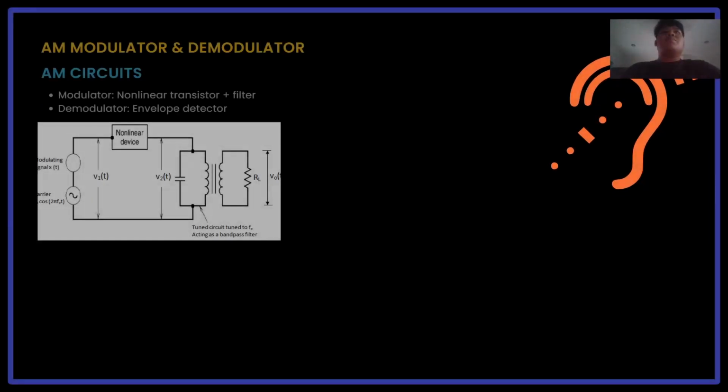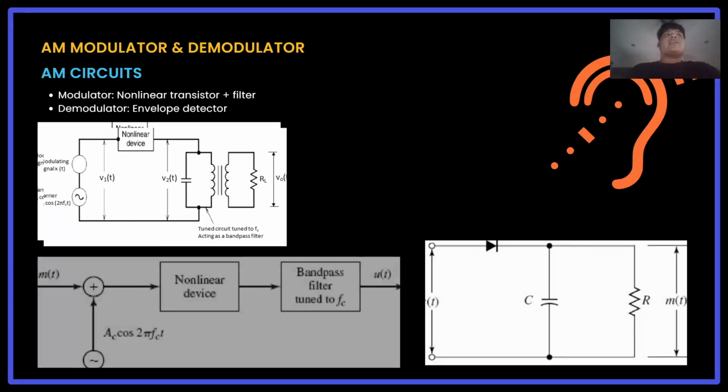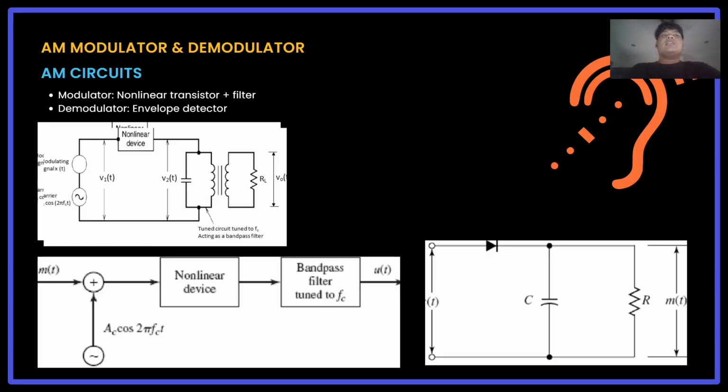So we move on to the next, the AM modulator and demodulator. The AM modulator uses a non-linear transistor to combine the carrier and message signals. A band pass filter removes the unwanted frequencies at the receiver. An envelope detector uses a diode and RC circuit to recover the original message signal.